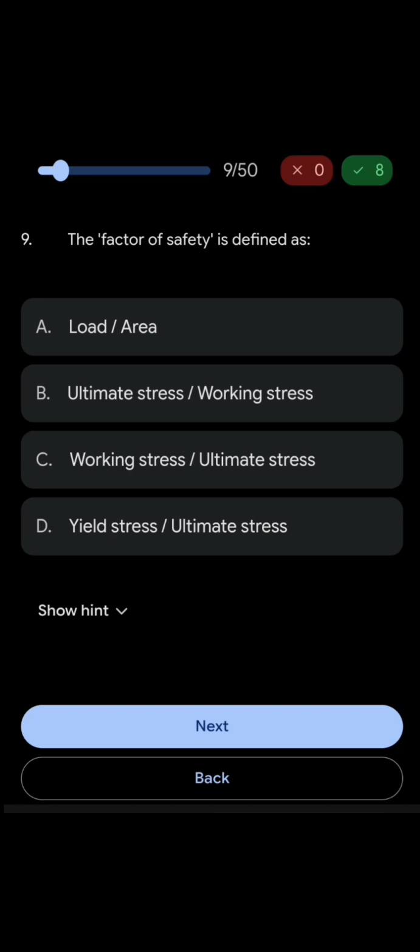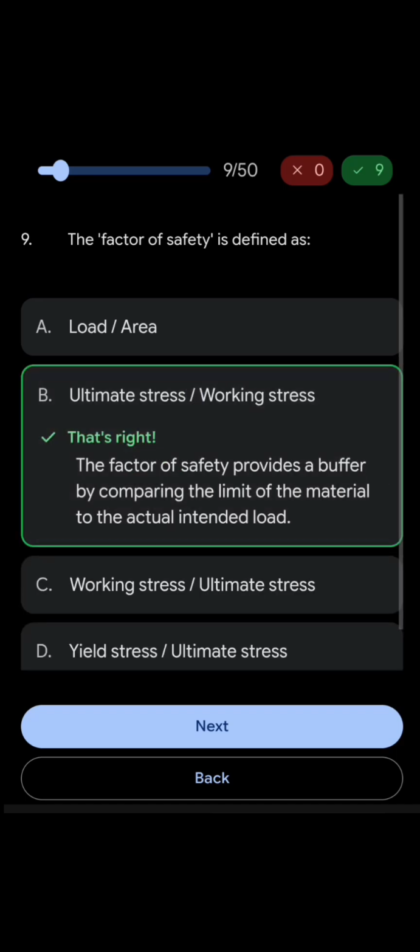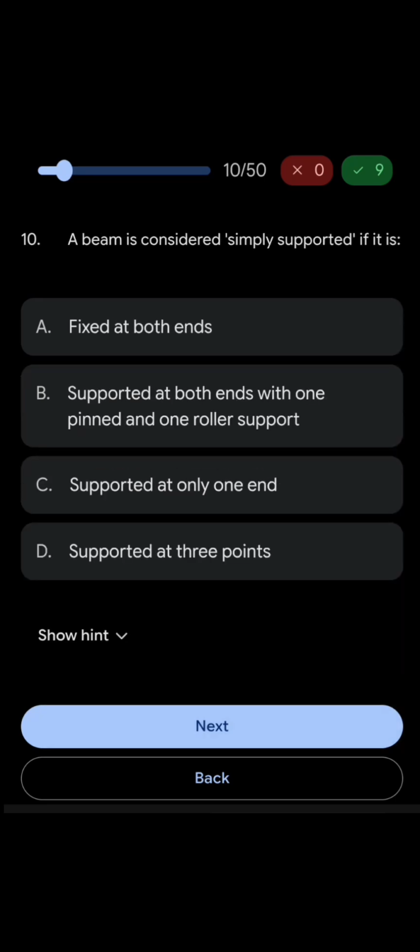The factor of safety is defined as ultimate stress by working stress. A beam is considered simply supported if it is supported at both ends with one pinned and one roller support.